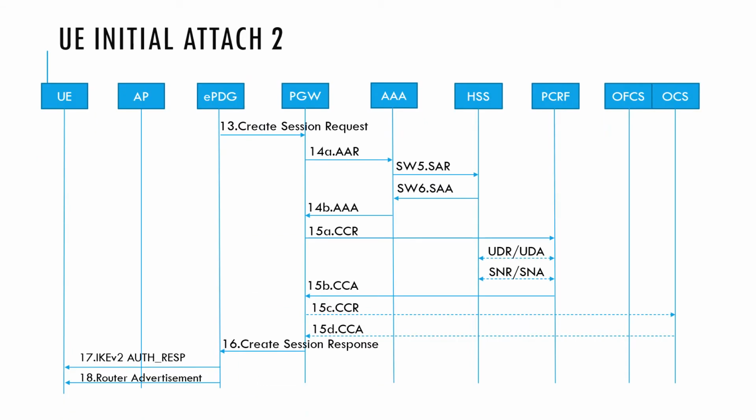So now the EPDG has all the parameters to create a session. So the EPDG sends a create session request to the P gateway. Now the P gateway has to update its location to the AAA. So it sends an AAR message, which is basically an update location message, to the AAA.